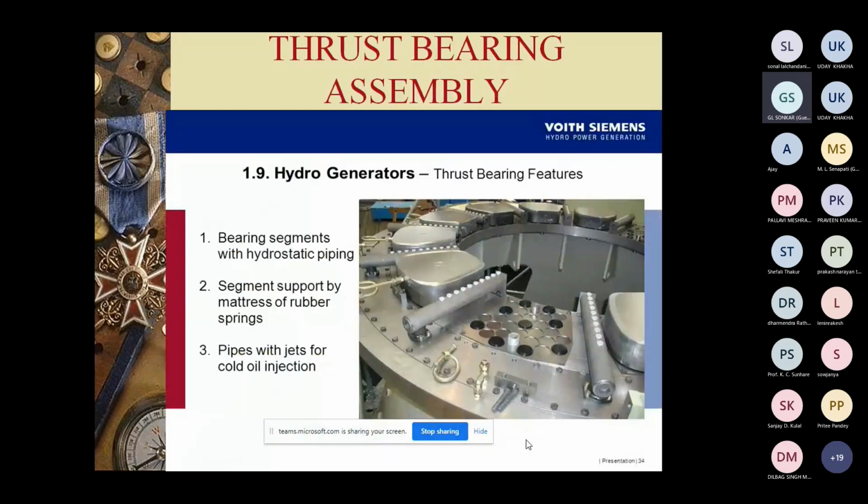Again, this is a Bharat Siemens. These are the pads, and below you see the mattress of rubber springs. Again, the guide pads are also interconnected. And there are pipes with jets for the cold oil injections. You can see from here, these are the pipes with jets. They are connected to the guide pads.